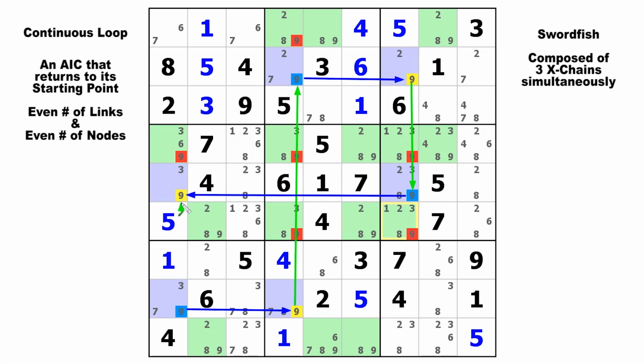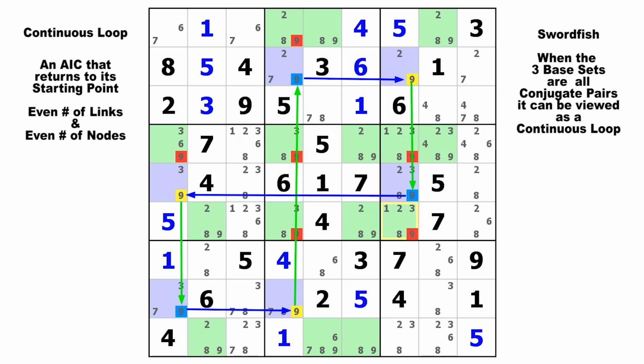But if you connect this chain and make a weak link to this other candidate 9 in column 1, you don't have to make 3 separate X chains. You can eliminate all those red-colored 9s because you know all those weak links are effective strong links because of the continuous loop. Okay? All right, so now let's take a look at some of these that are not X-wings or swordfish.